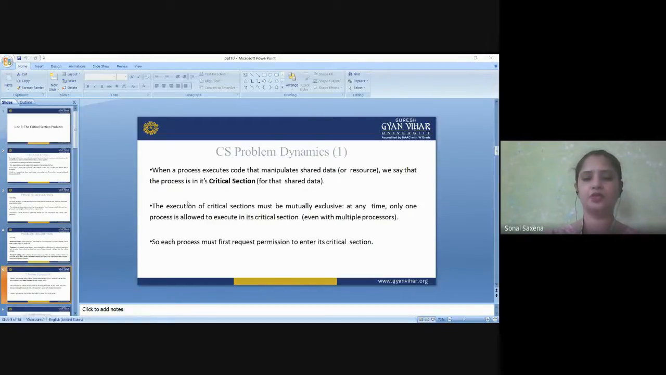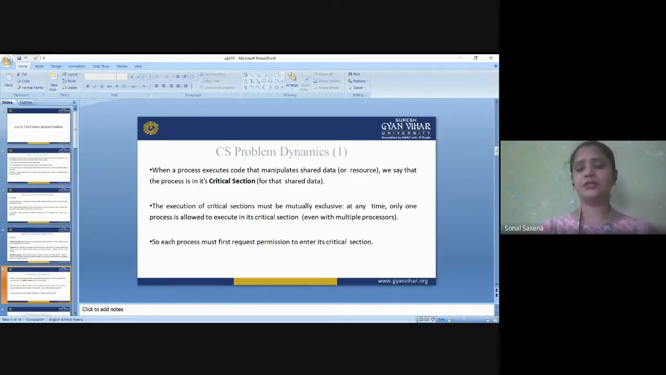By mutually exclusive we mean that when a particular process is running, it should not allow any other process to enter, right? So this should be kept in mind while executing something inside the critical section. Only one process is allowed to execute in the critical section. Even if it is a multi-processing system, even if you have multiple processors, you should only allow one single process inside a critical section.